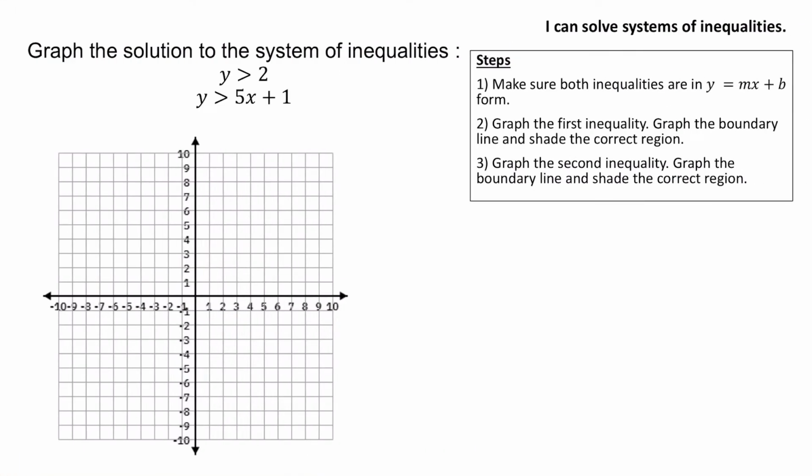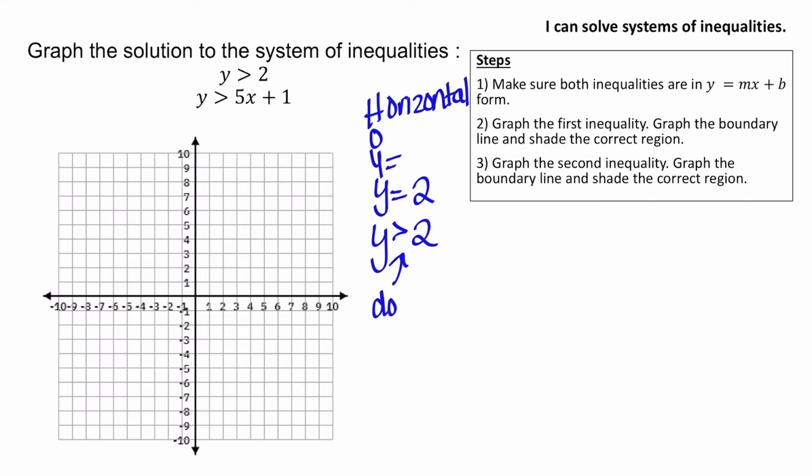So now let's graph the solution to this system of inequalities. So we have y is greater than 2. So remember, this is one of those special lines. This is like that y equals 2 line. So remember, we have that mnemonic, HOY, that tells us that y equals is a horizontal line. So this is going to be a horizontal line through 2. And since it is a greater than sign, it is going to be a dotted line. So I'm going to put a dotted line through y equals 2.